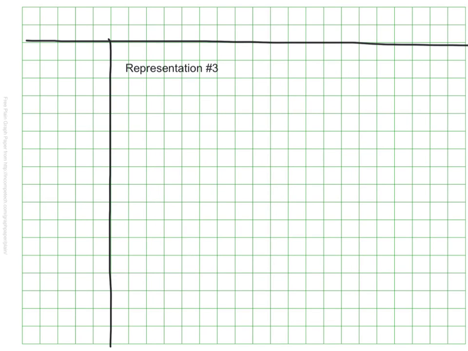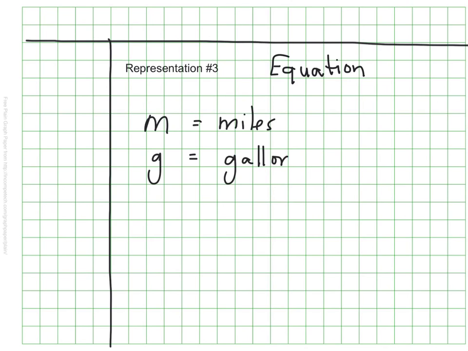There is a third type of representation that you can use to display algebraic relationships, and it's one we haven't used as much, and that is the equation. An equation requires us to use variables, letters, that will apply to this situation. So in this case, M seems like a good fit for miles, and perhaps G would be a good fit for gallons of gas, right? I've chosen letters to represent both of these.